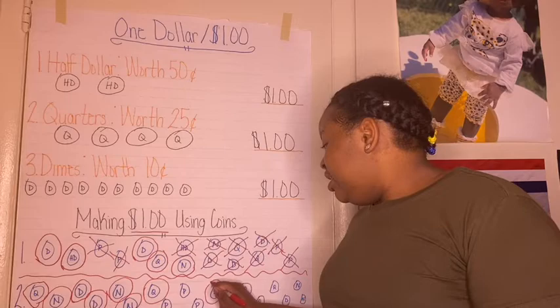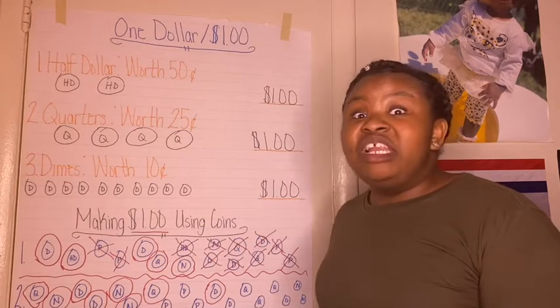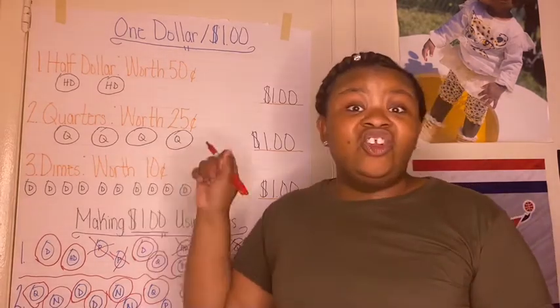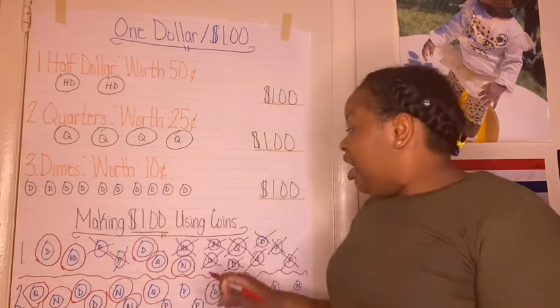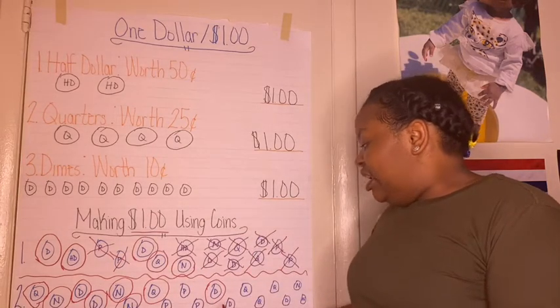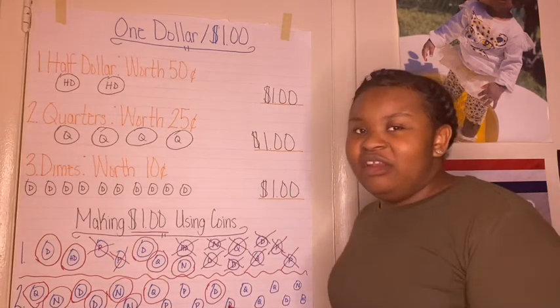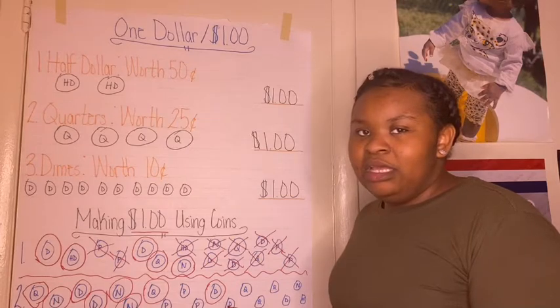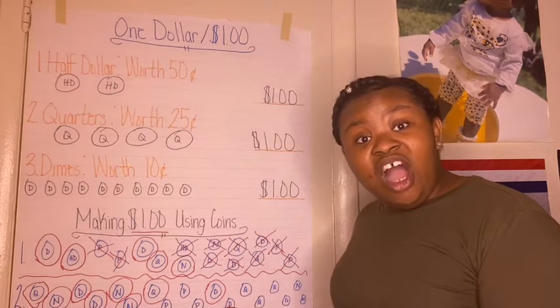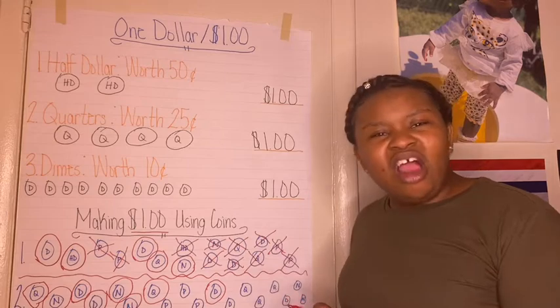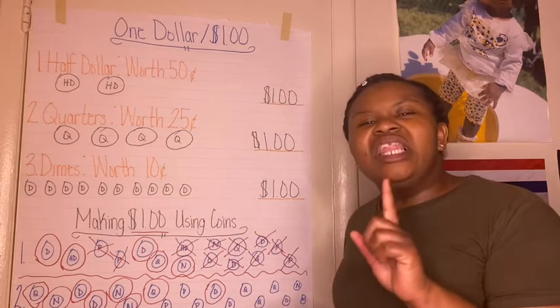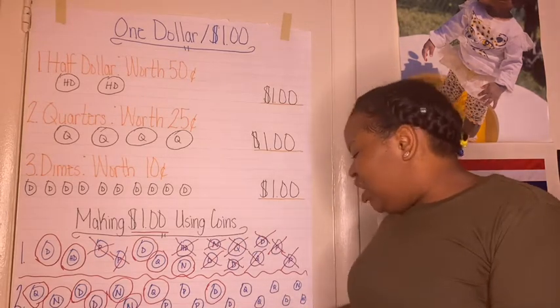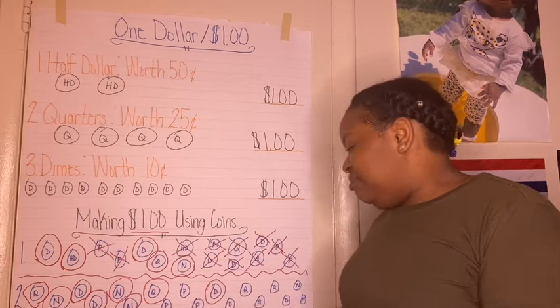Nice. Uh-oh. I am really close. I am knocking at the door of $1. All right, I'm at 95. What if I add another dime to 95? What does that give me? That gets me to $1.05. But do we want $1.05 or do we just want $1? We just want $1. So we're going to skip that dime.